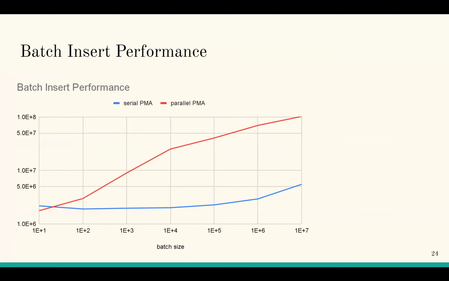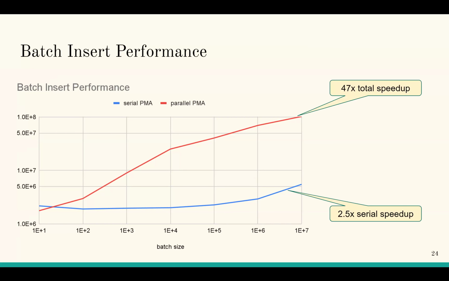Now some more empirical results. What sort of insert performance do we get? We see here we're measuring the batch insert performance as we vary the batch size. What we find is, in blue for a standard serial PMA, so this is running the parallel batch insert algorithm on a single core, we actually achieve a 2.5x serial speedup just from all the work savings that we get from the batch insert algorithm.